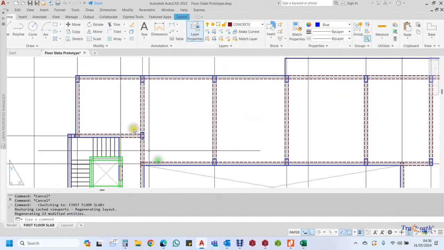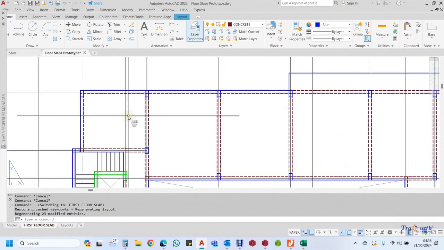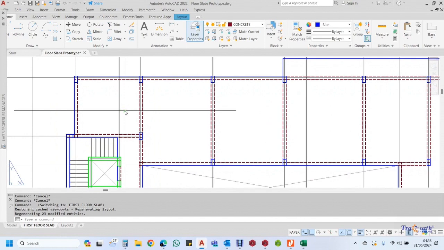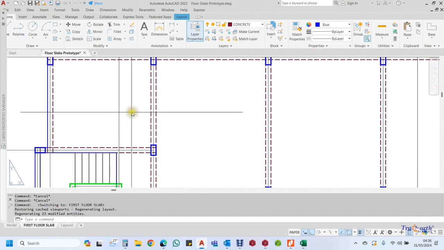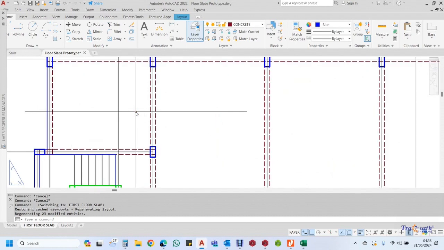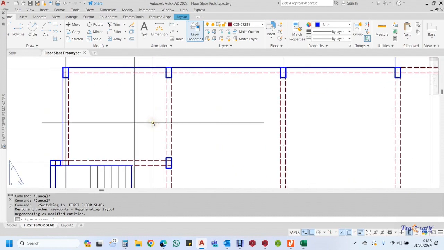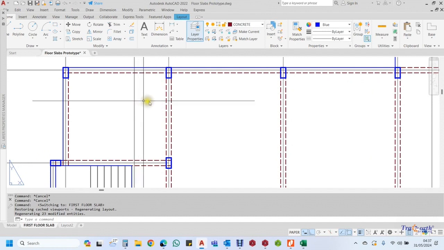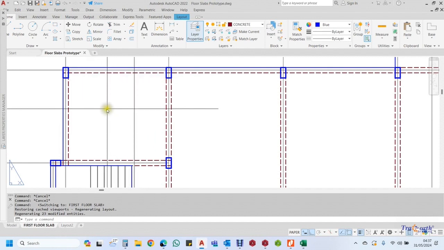Okay, so now we have different types of slab. We have a one-way slab and a two-way slab. A one-way spanning slab means that two edges are supported. Number one case, when the two edges are supported by beams or walls, but the other two edges are not supported, it is a one-way spanning slab.